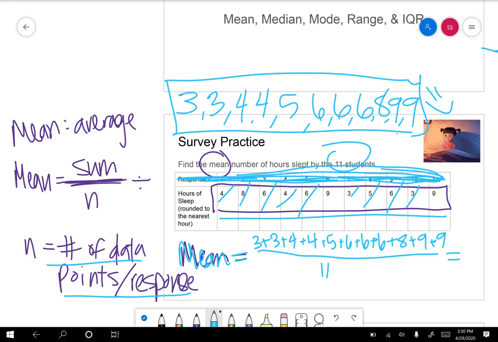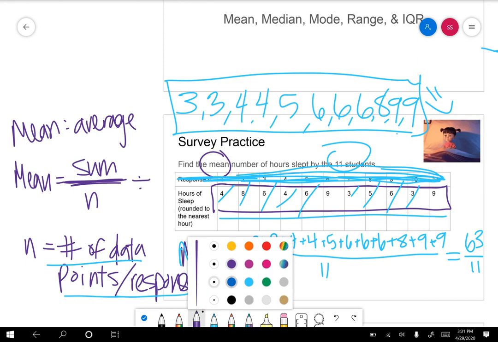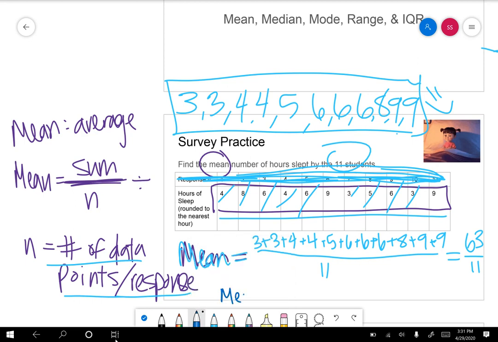Now, if we add up all the numbers on top, the sum would be 63. Again, we're dividing by 11. Let's use darker blue. Continuing down here, we have 63 divided by 11. If we do that, we get 5.73 rounded to the nearest hundredth. Really it's 5.72727272, etc.